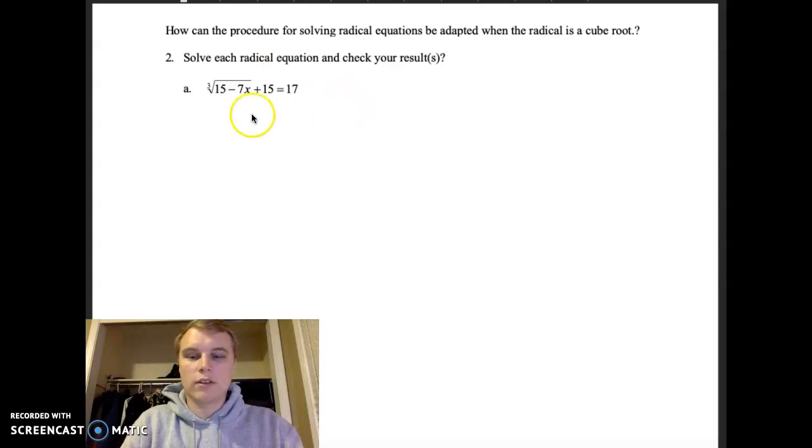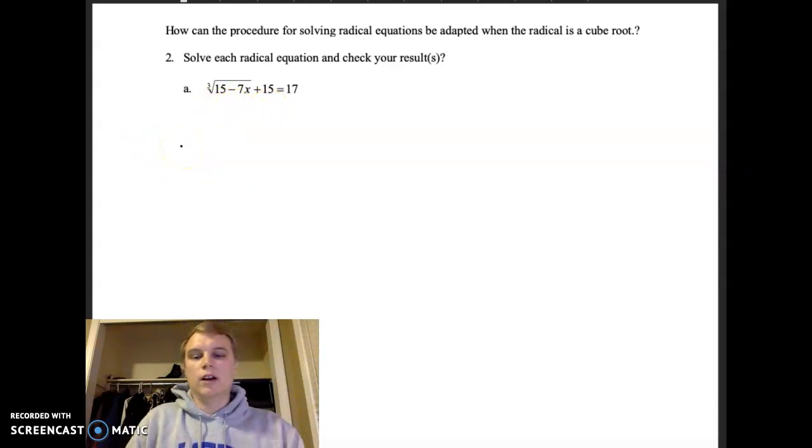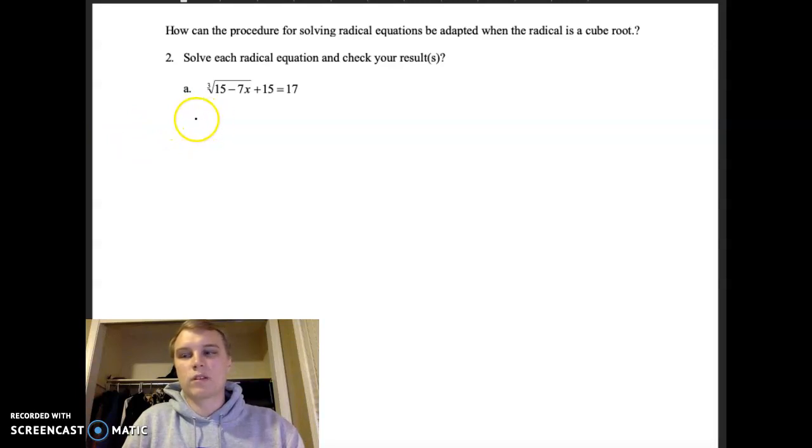So what we're going to be doing first is solving a radical equation with a cubed root. So the process is actually the exact same as the square root, except for instead of square rooting and squaring, we're going to be cube rooting and cubing. So if we do this, we have to get the cube root by itself.